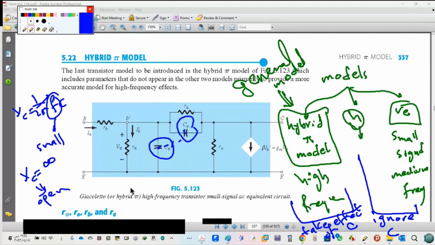Clear? So now we have two parts. For the hybrid and re models, we can ignore the effect of frequency, the effect of the capacitor, because we are using small frequencies, up to, for example, 10 kilohertz, even 10 megahertz, the same thing. If we arrive at gigahertz or high frequency, we use the hybrid pi model. Is it clear for you?